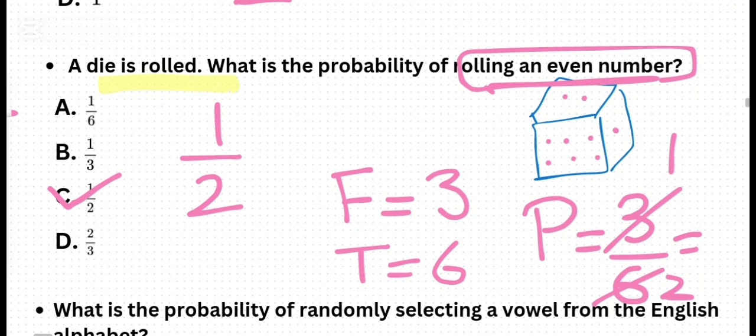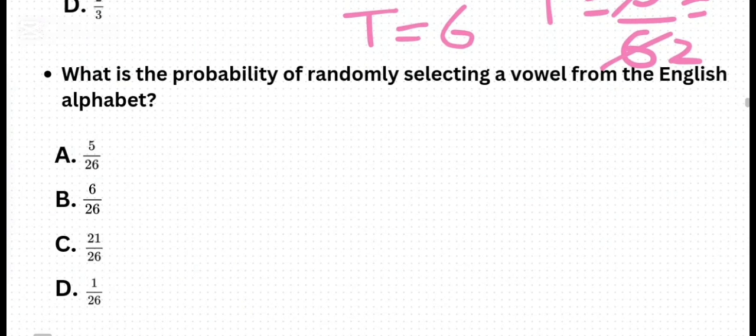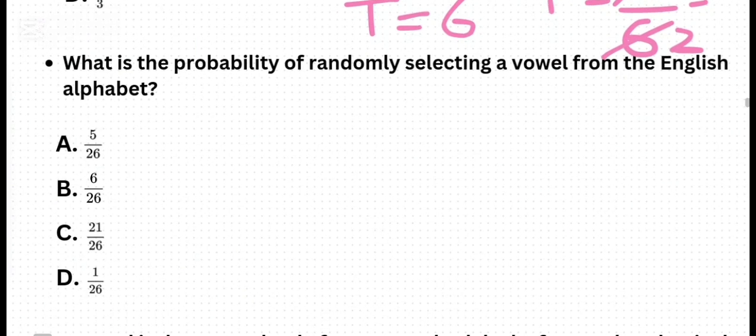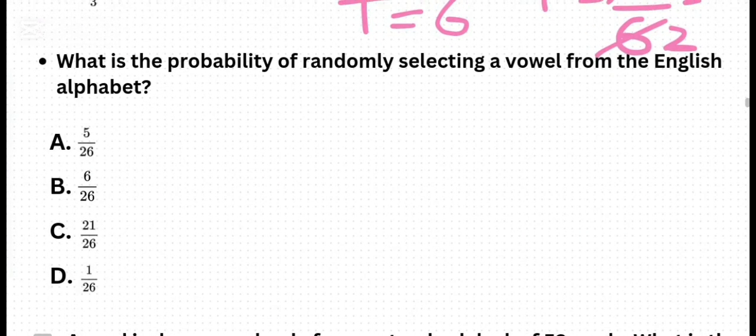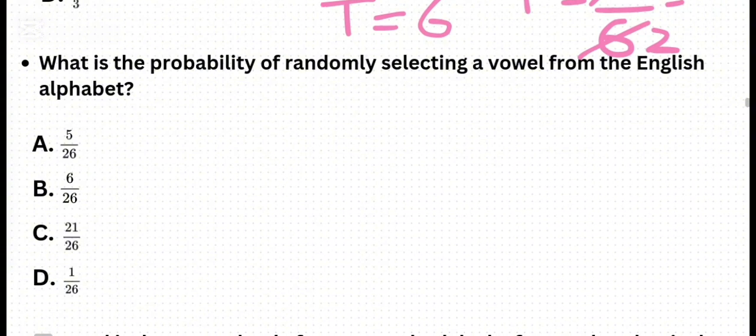Now let's move on to the next question. You see, these questions are very easy. If you understand the basics, then you can crack every type of probability question. So let's explain the question. What is the probability of randomly selecting a vowel from the English alphabet?